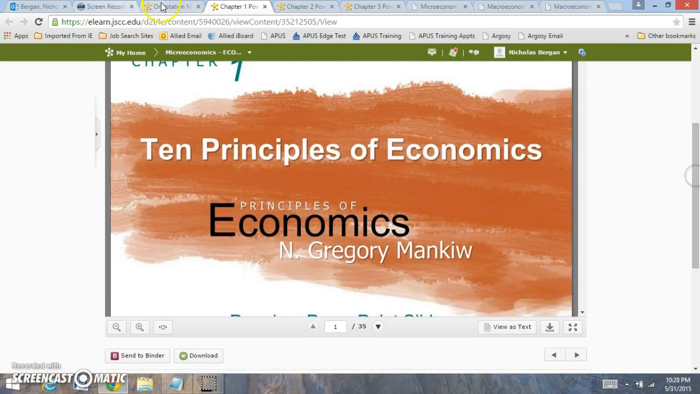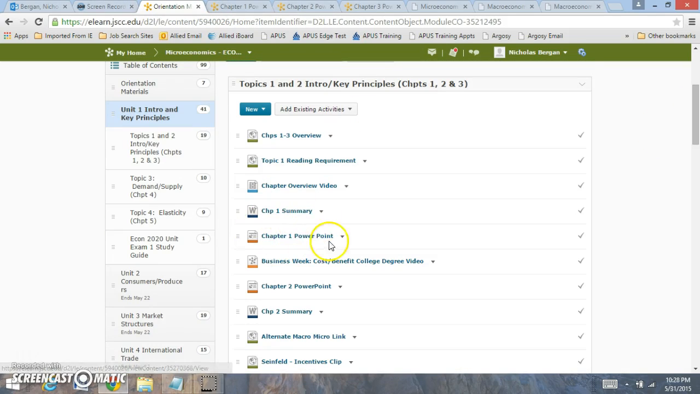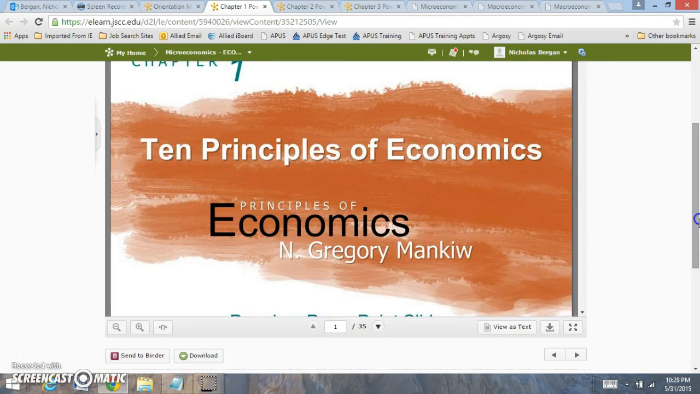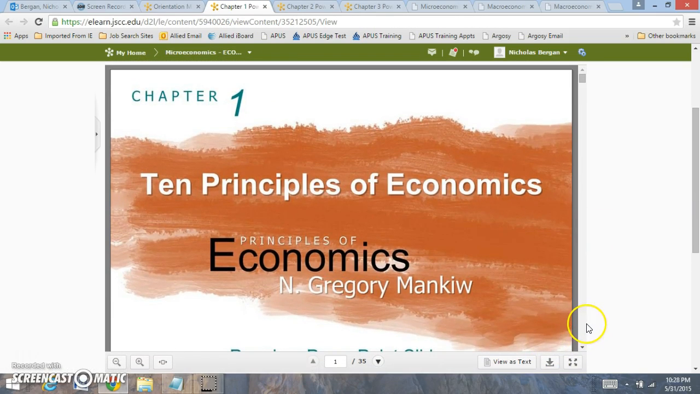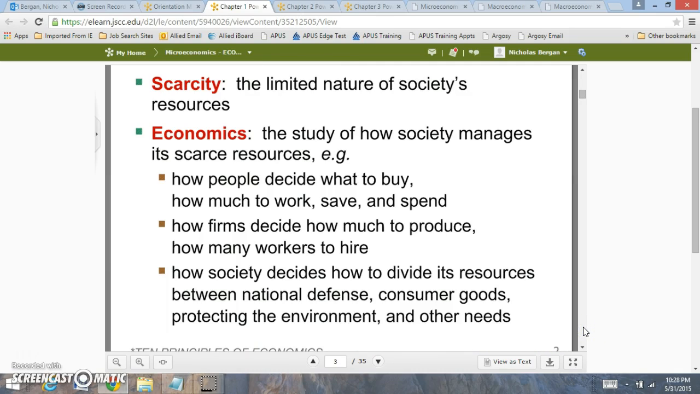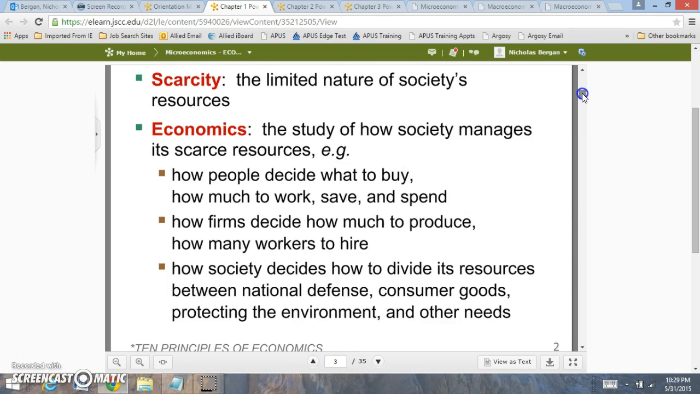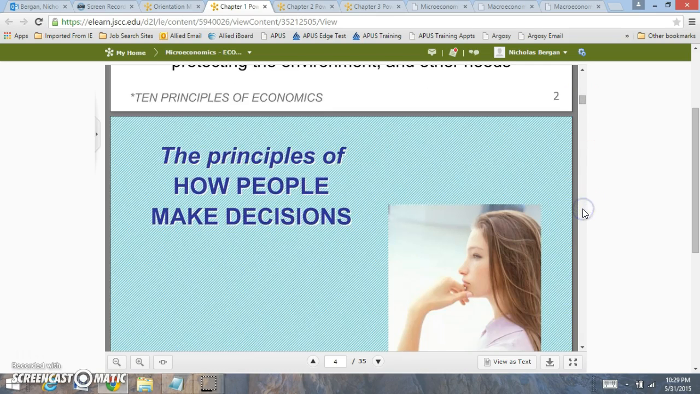If we click on the chapter 1 PowerPoint right here, it'll take us to the PowerPoint slides. There's a couple things I want to cover in the PowerPoint slides. Economics is the study of unlimited wants with limited resources. You know that we all have decisions that we have to make. The challenge in economics is how do we manage our resources given our limited resources? How do we manage the choices we have to make with our limited resources?